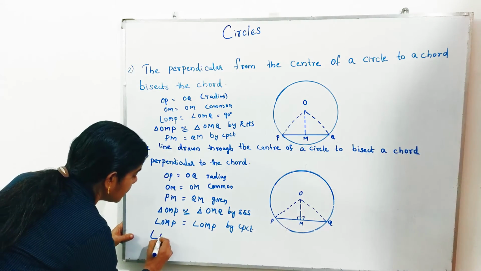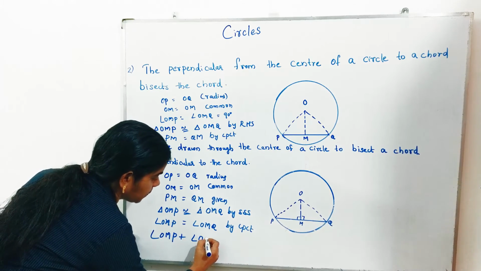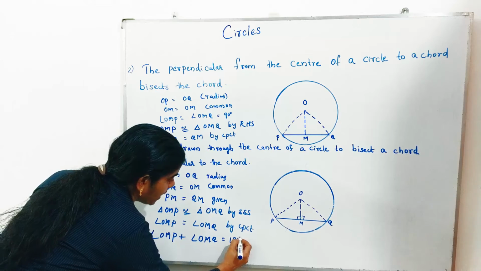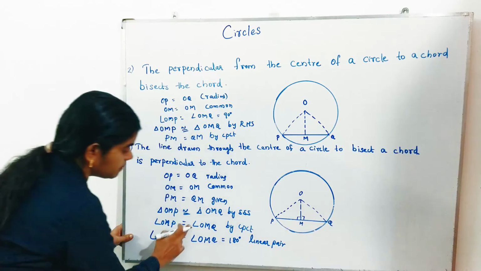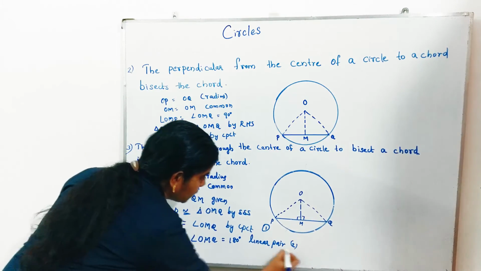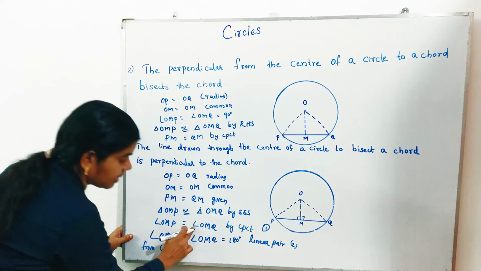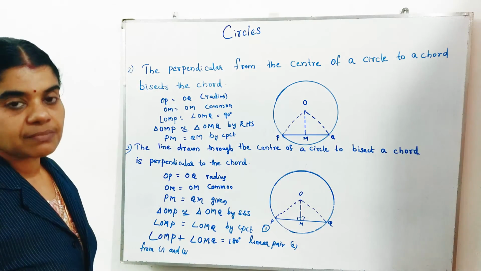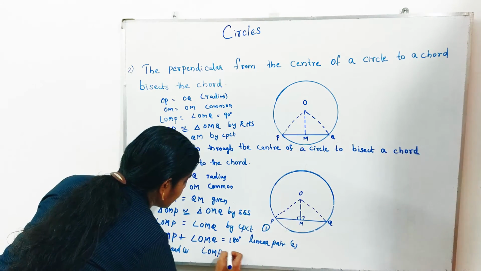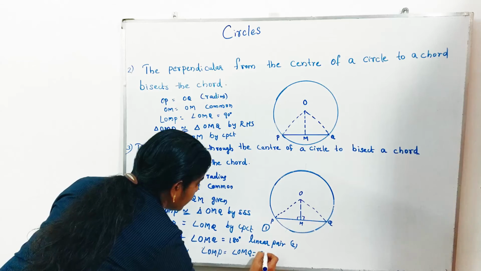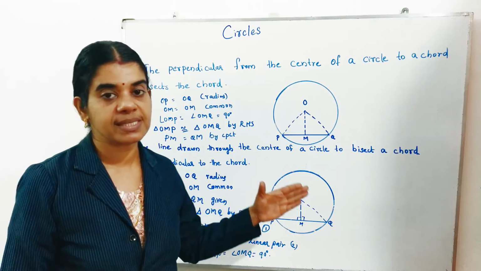Next we write that angle OMP plus angle OMQ is equal to 180 degrees, the reason is linear pair. From these two equations, here 1 I am giving, here 2. From 1 and 2, first we got that the two angles are equal. Then in the second step you got that the sum will be 180 degrees. So you will get each angle: angle OMP is equal to angle OMQ is equal to 90 degrees. So the drawn line will be perpendicular. That line is bisecting the chord.